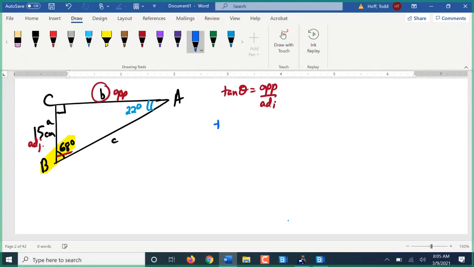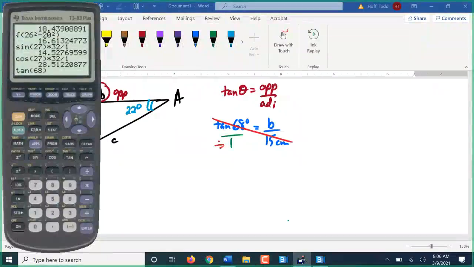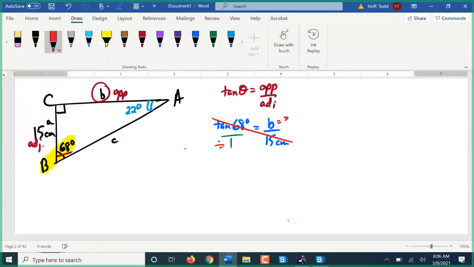So I'll plug in my numbers here. I have 68 degrees as my angle. Opposite side is side B, that's what I'm looking for. Adjacent side is 15 centimeters. So I make it a proportion again, putting my trig function over 1. And just like before, I'll cross multiply and divide. So tangent of 68, again, it's very important to close that parentheses, times 15. And like I said, we don't have to divide by the 1. 37.13 degrees. Or 37.13 centimeters, I should say. So B is 37.13 centimeters.